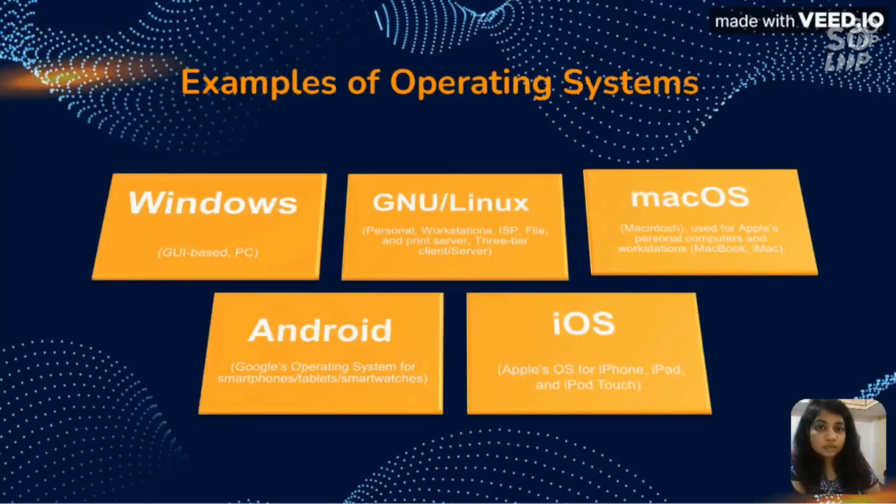So some of the examples of the operating systems are Windows, which can be used in GUI based, that is graphical user interface based PCs. Then we have Linux, which is used in workstation and print servers. Then Mac OS, which is constrained to Apple PCs and workstations. And the Android, Google's operating system, is one of the most worldwide used operating systems, mainly for smartphones, smart tablets, smart watches. Then we have Apple's iOS, which is used for iPhones and iPads.